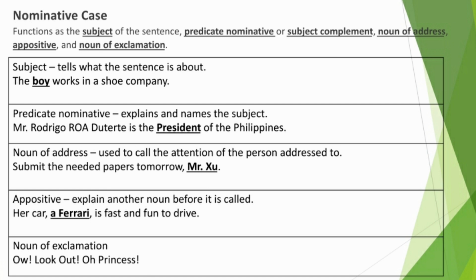Another, appositive. When we say appositive, it explains another noun before it. Example, her car, a Ferrari, is fast and fun to drive. Where is the appositive? Okay, a Ferrari. Noun of exclamation. These are examples of noun of exclamation: Oh, look up. Oh, princess.